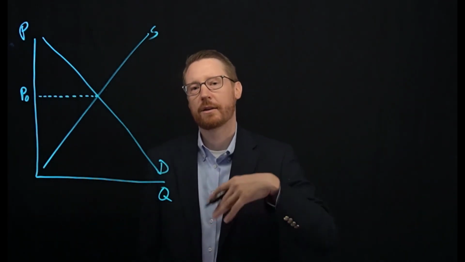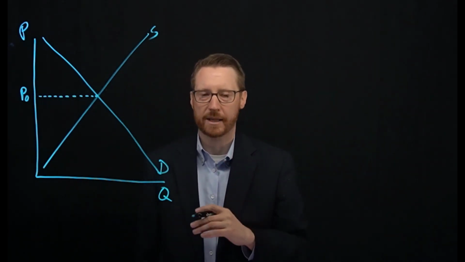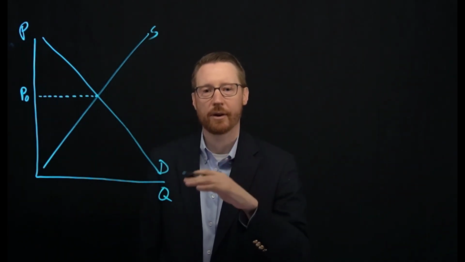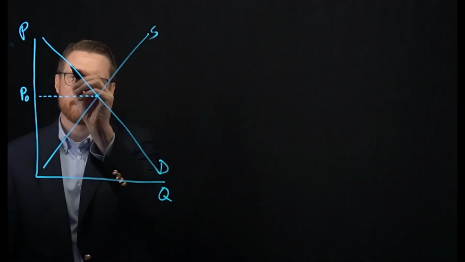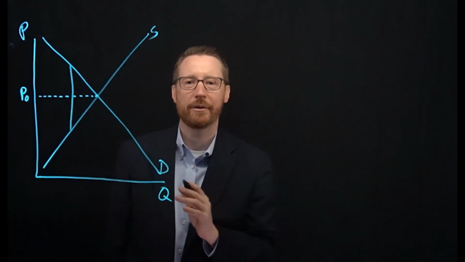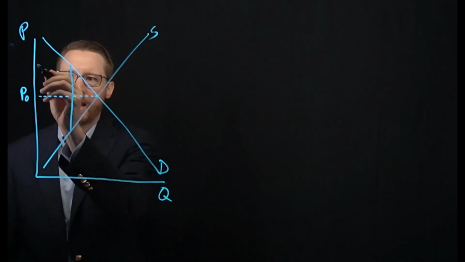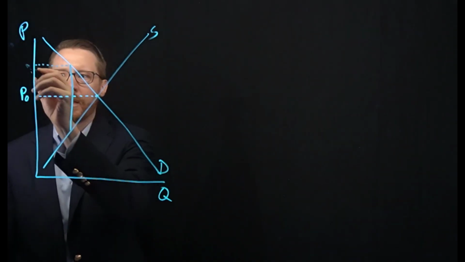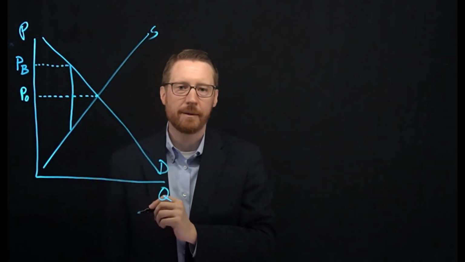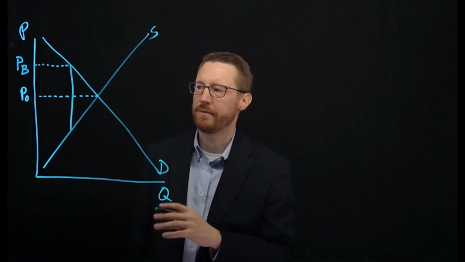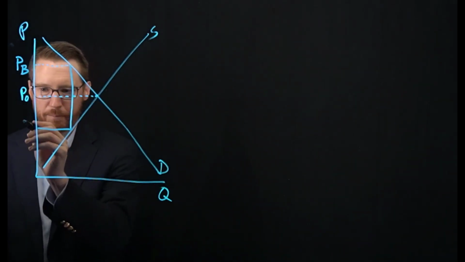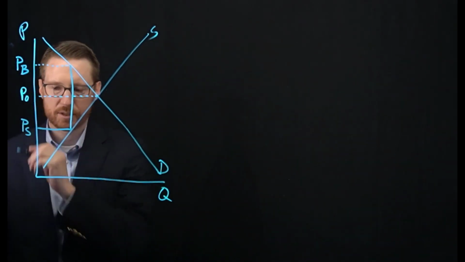And then the government comes along, puts a tax in place that drives a wedge between the buyer and the seller. So the demand curve and the supply curve are separated by the amount of the tax, which means now the buyer is paying more than before, so we'll call that P sub B, and the seller is receiving less than before. So we'll call that P sub S.